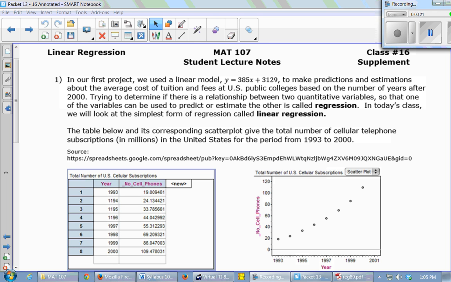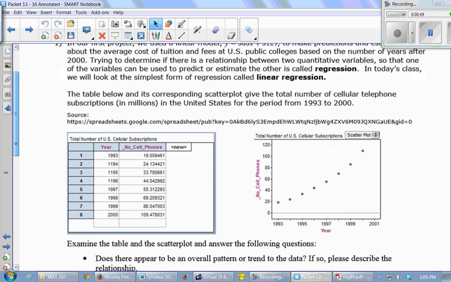So trying to determine if there's a relationship between two quantitative variables like year and cost of tuition, so that one of the variables can be used to predict or estimate the other, is called regression. Trying to determine the relationship between two variables is called regression. So in today's class, we're going to look at the simplest form of regression called linear regression. Later in the semester, we'll do other kinds of regression.